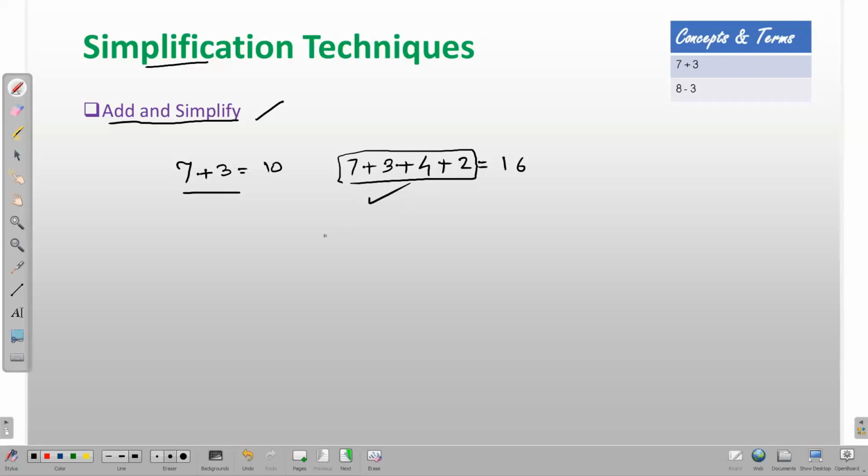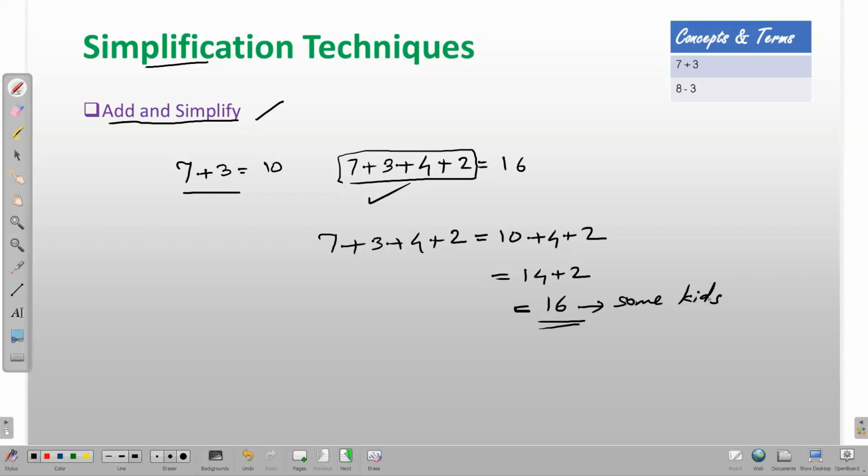Now to simplify, some kids will do like this: 7 plus 3 plus 4 plus 2 equals 10 plus 4 plus 2 equals 14 plus 2 equals 16. Some kids will write it like this also. We all do different things in different ways. Now Ajay is going to do something else, so let us go to the next slide.